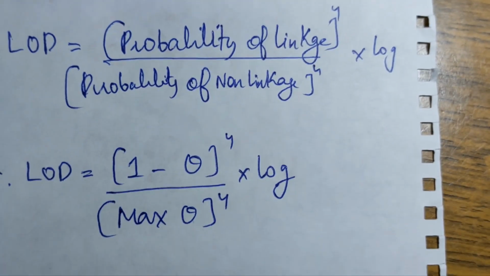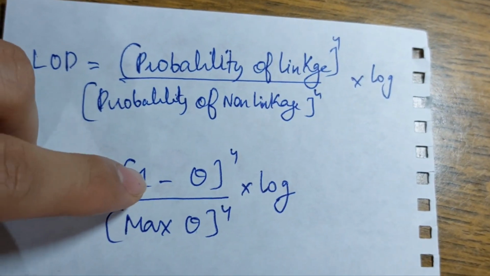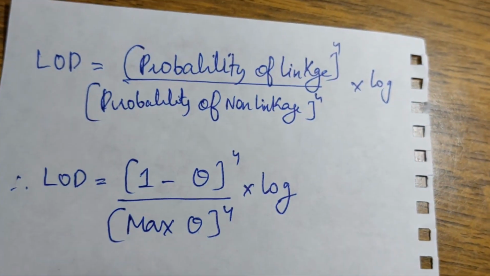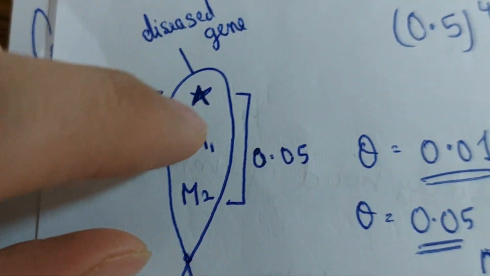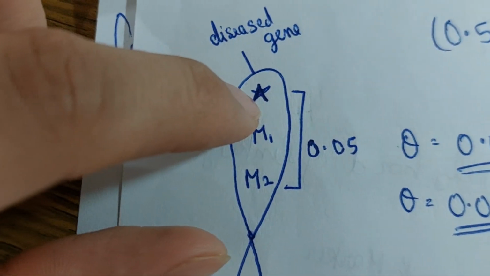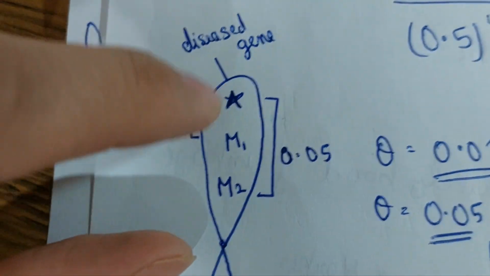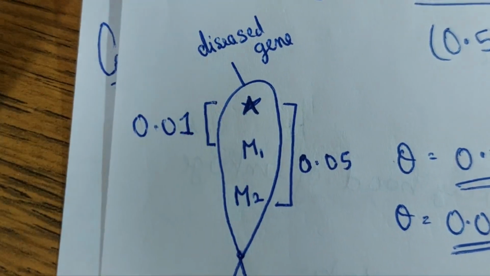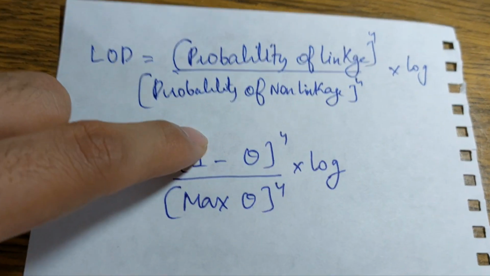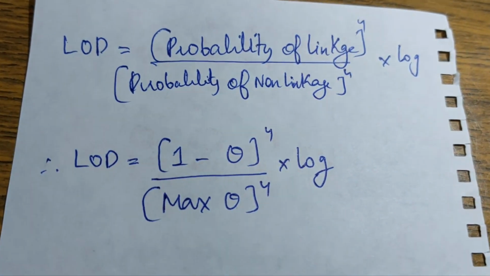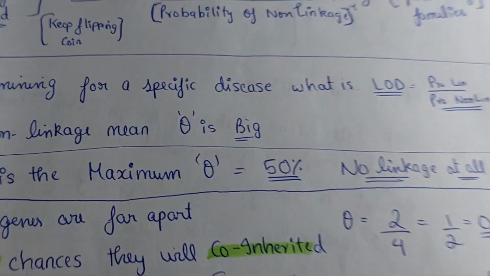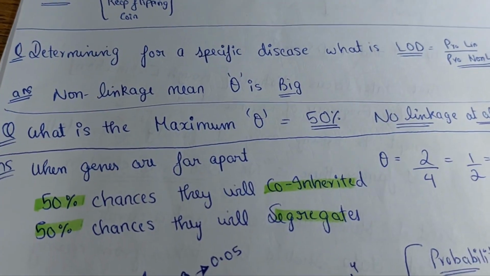That brings us to probability of linkage to the power of 4, which is 1 minus theta to the power of 4. Why? Because linkage is associated with theta. We know that the distance between a disease causing gene and a particular marker is called theta. That is why the probability of linkage is associated with theta. Therefore we write here 1 minus theta. The probability of non-linkage is maximum theta, because maximum theta means no linkage at all, and the chance of no linkage at all is 50% at meiosis.